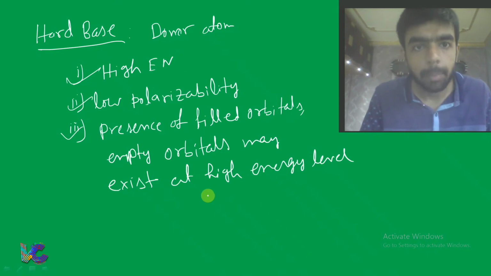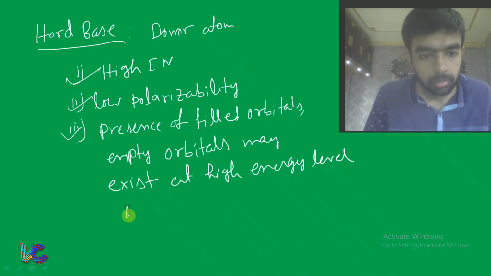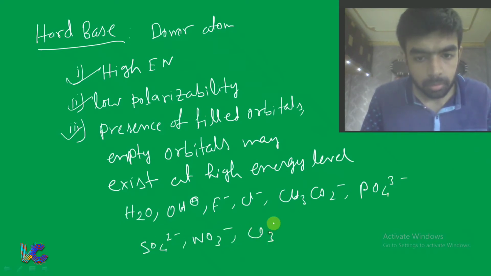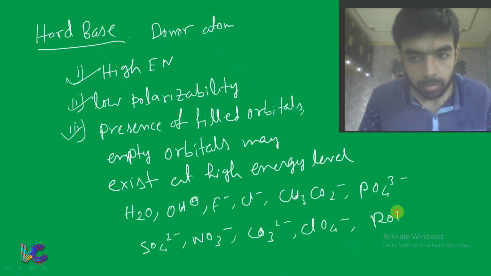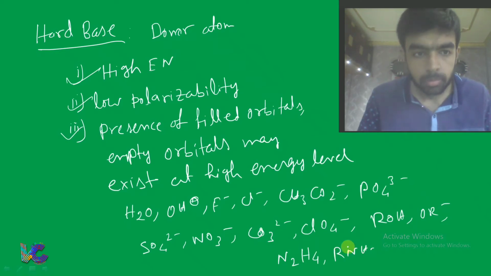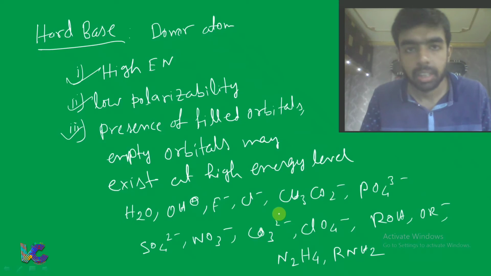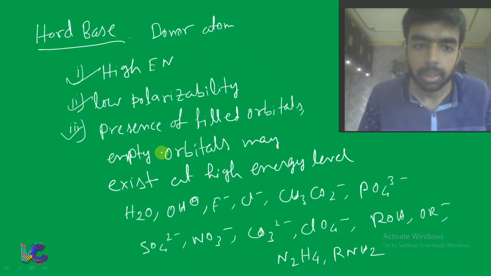Now if you see the examples of hard base, that means hard ligands: H2O, H minus, F minus, Cl minus, CH3CO2 minus, NO3 minus, CO3 2 minus, ClO4 minus, OR minus, like this, N2H4 or NH2. These are the examples of hard base.